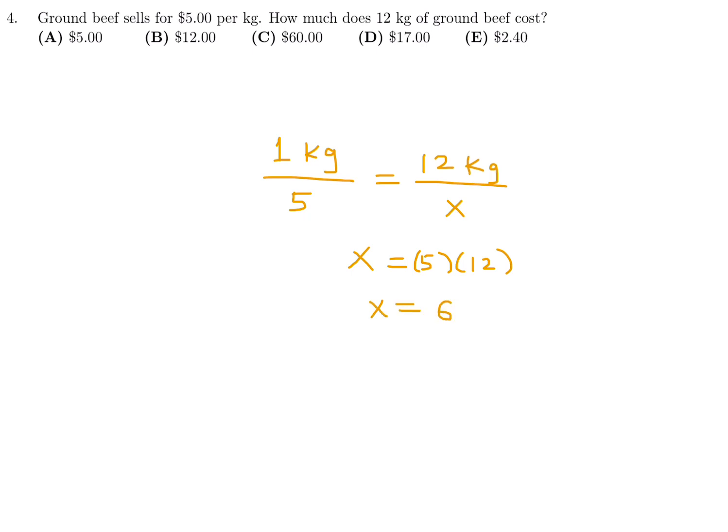Ground beef sells for $5 per kg. How much does 12 kilograms of ground beef cost? So 1 kg is $5, and they want how much is 12 kg? How much money? So it's a simple question that involves a ratio. So we can cross multiply and get x is equal to 5 times 12, and that means x is 60. So $60 is the answer. So number 4, the answer is C.